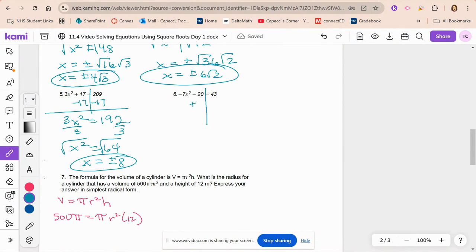Again, I don't have my x squared by itself, so I'm going to add 20 to both sides. And I have negative 7x squared is equal to 63. Divide both sides by negative 7, and I have x squared is equal to negative 9. Now from here, I can either stop here or I could keep going. If I take the square root of both sides, I would get a negative number in there, which I can't have. So again, the answer is going to be no real solution. Can't take a square root of a negative number.